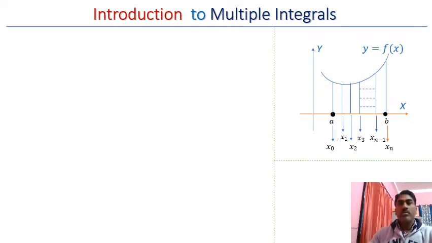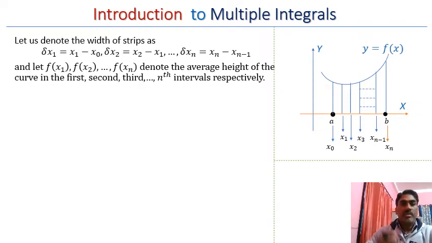How? Let us denote the widths of the strips: delta x1 is the width of the first strip, x1 minus x0; delta x2 is the width of the second strip, x2 minus x1; and so on, up to delta xn for the nth strip. Let f(x1), f(x2), up to f(xn) denote the average height of the curve in the first, second, and nth intervals respectively. Why have I taken the average height?